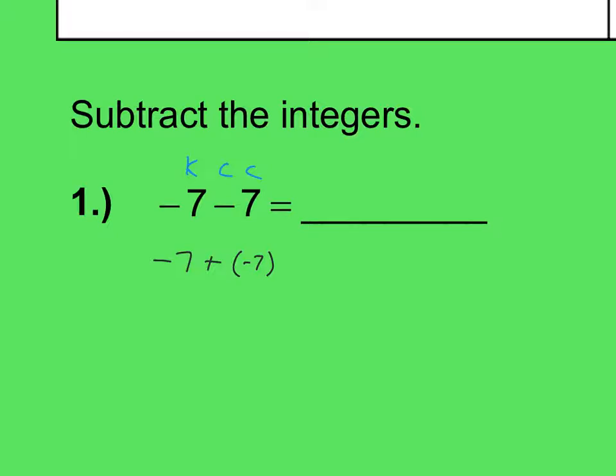If you want to go back to writing down the 0 pairs, you can. So I have 7 negative signs there, and I have 7 negative signs there. There's no 0 pairs because these are all minus signs, so that's 14 negative signs, which is the answer to this question, -14. So let's back it up one more time. Keep the -7, change subtraction to addition, change +7 to -7, and then you add just like we have been practicing.